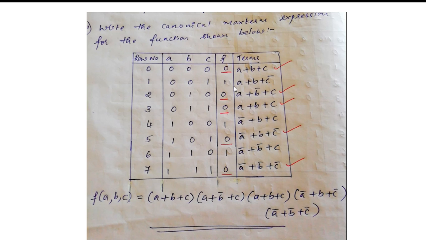Now how are you going to write the equation? For writing the equation you need to consider logical 0 outputs in the truth table. So how many zeros do we have on the output side? 1, 2, 3, 4, 5. So 5 terms you will get in the equation. See, in this way the canonical max term is to be done.